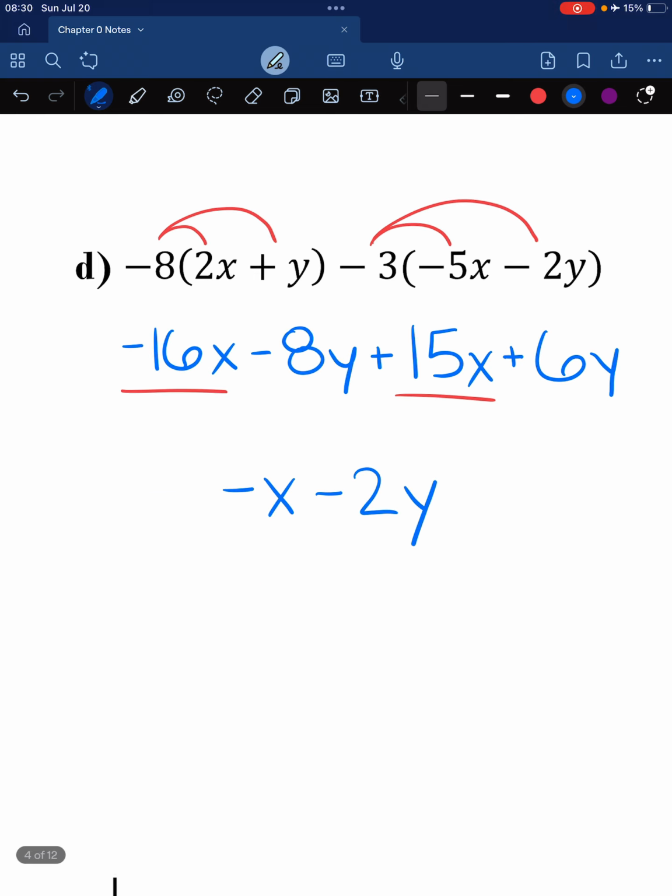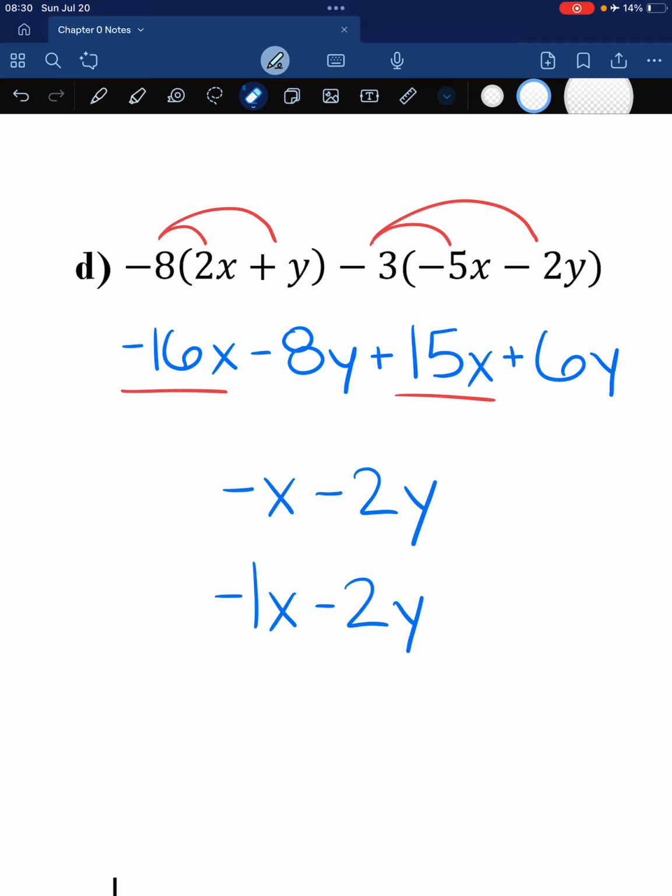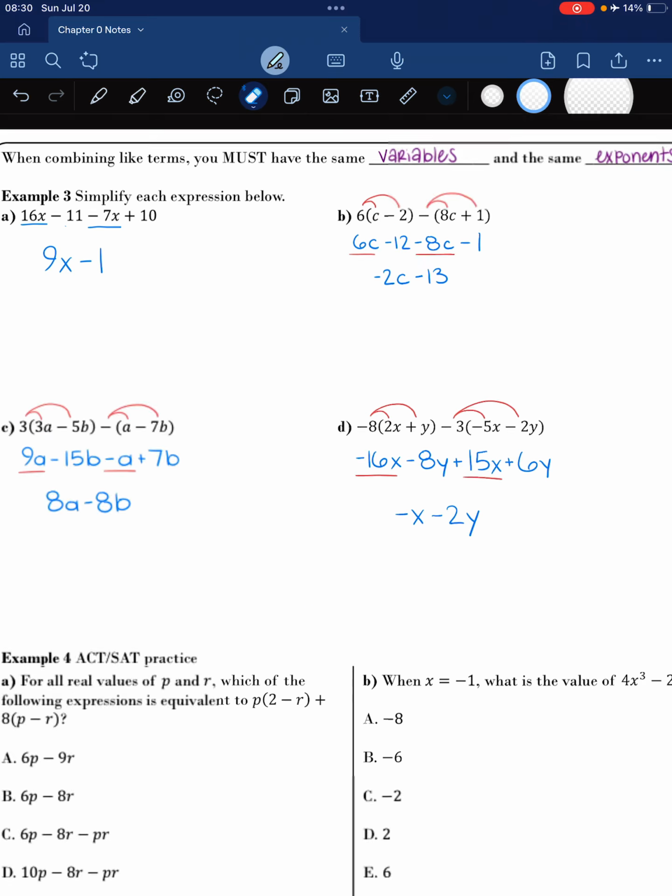And if you wanted to put a 1 in front of that x, because negative 16 plus 15 is going to be negative 1, it's absolutely acceptable for you to write a negative 1x. At this point, it's a little bit Algebra 1 to put the 1 in front, but if it makes you understand it better, I have absolutely no problems with you writing that 1 there.